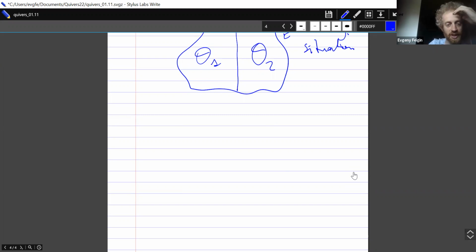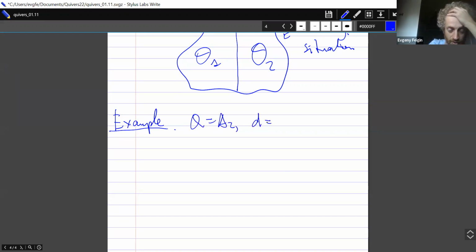Let me give you an example. Let me consider Q to be A2 and D to be, say, (2, 2), so we have K2 and K2. Let us first recall what the orbits are in this situation.